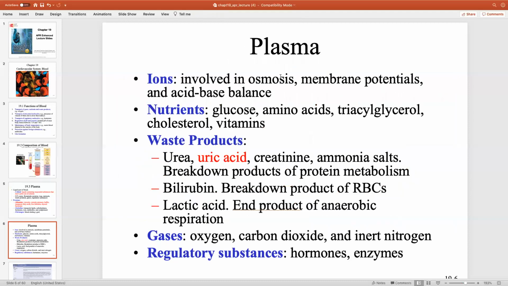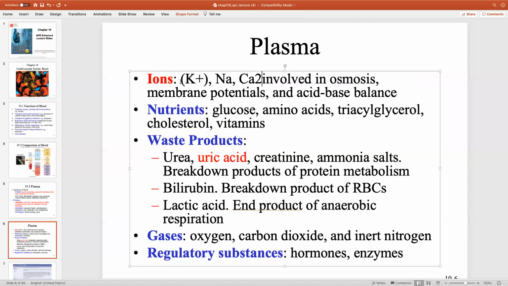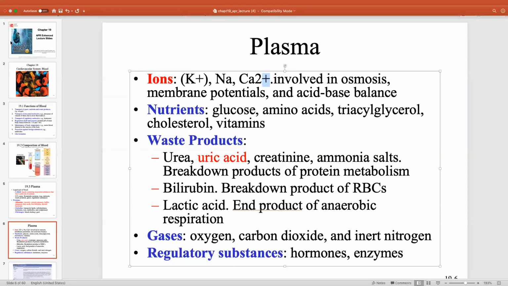What else do we find in plasma? Ions: sodium, potassium, right? So just write that part down. Primarily the big ones. The most important ones are the ones that can create issues. Sodium, potassium, calcium, all are incredibly important. All can cause a lot of dramatic issues if there's an imbalance.